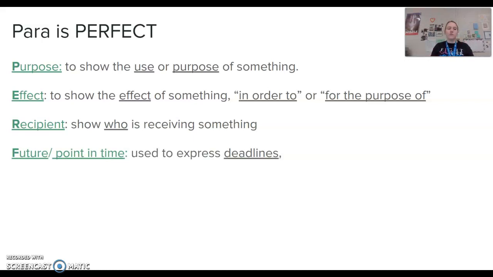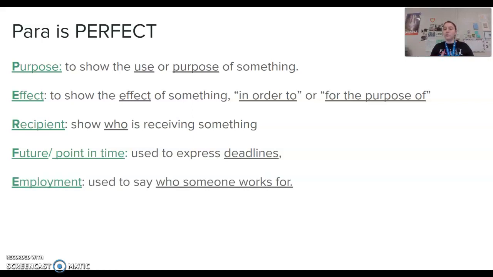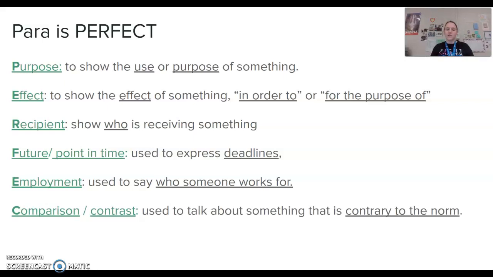Okay. A future or a point in time, and this is what we use to express deadlines, like, oh, that homework is for tomorrow, es para mañana. Employment, used to show who someone works for. And comparison or contrast, so this is when you use it to talk about something that's contrary to the norm. So like, oh man, for being such a tall guy, he's really bad at basketball. Something like that. Okay? Or towards, and that's for your final destination. So perfect, effect, recipient, future, employment, comparison, and towards.